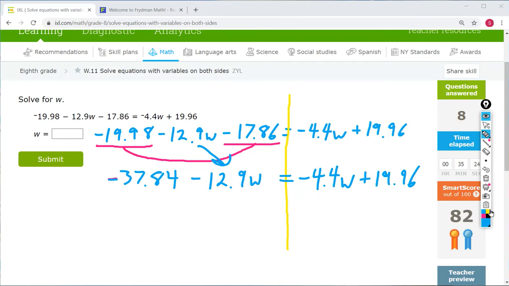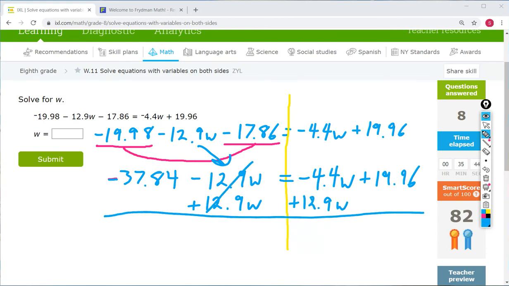So let's go ahead and I'll bring this one over here. And what I mean by that is I will use the inverse of subtraction, which is addition. So I'll write plus 12.9 W over here and plus 12.9 W over here. That cancels. We have negative 37.84 equals. Now we have different symbols, subtract. So that would give me 8.5.